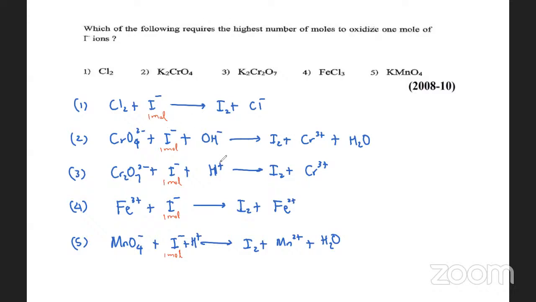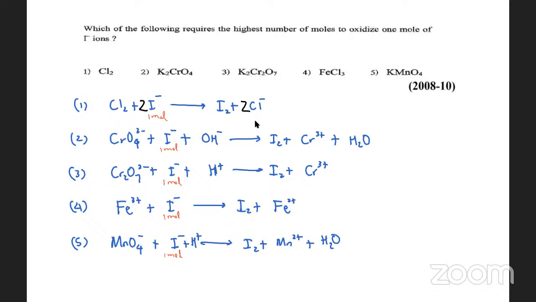You have to tell me which one of these compounds will need the highest number of moles to oxidize 1 mole of I minus. Right, I'll give you a minute. But the problem is you need to balance the reactions, people. Right, then we'll do it now. To balance the first one, what should I do? All you need to do is just put a 2 here and a 2 here.